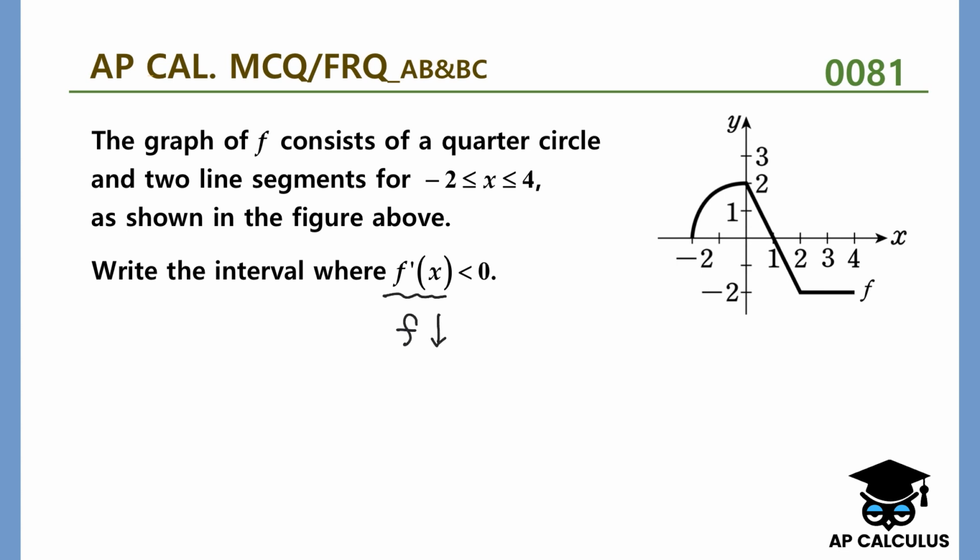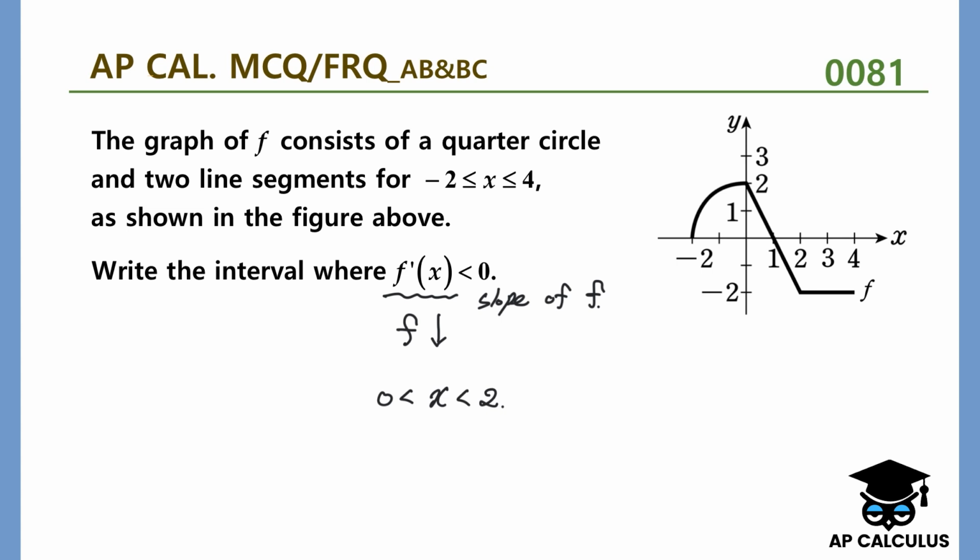Because f prime is the slope of the tangent line. That's a slope, right? So in this graph right here, function f decreases from here to here, right? So the x interval is from 0 to 2. So the answer has to be x is between 0 and 2, right?